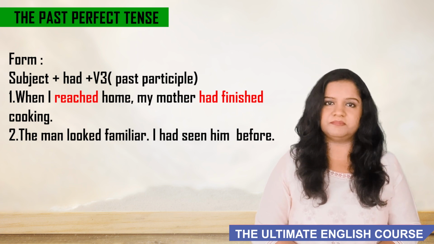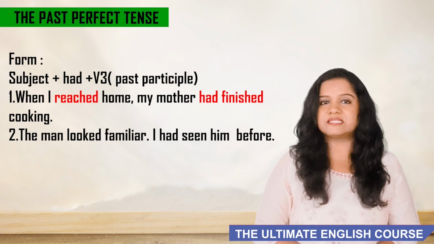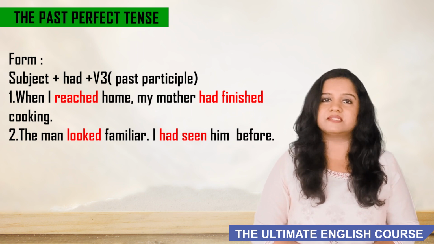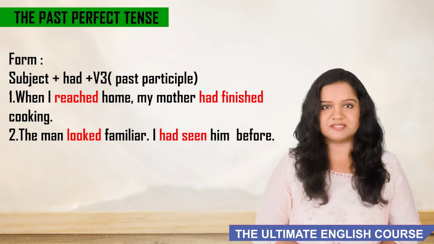And the next one, the man looked familiar. I had seen him before. We're using had seen because we're indicating that this happened before. So this is the form and the usage of the past perfect tense.